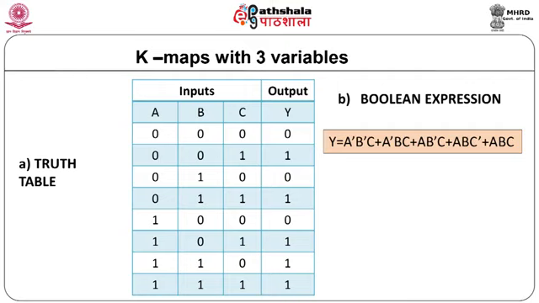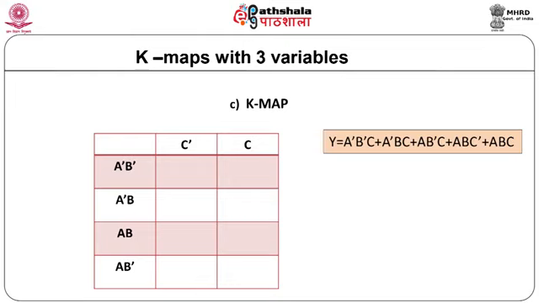Now, for the given Boolean expression of 3 variables, we can prepare a K-map containing A and B as rows and C in the column. So, we would be writing A bar B bar as the first row, A bar B as the second row, A B as the third and A B bar as the fourth row, whereas the first column represents C bar and the second is C. Let us map the terms into the K-map.